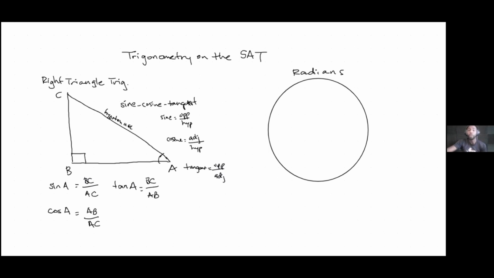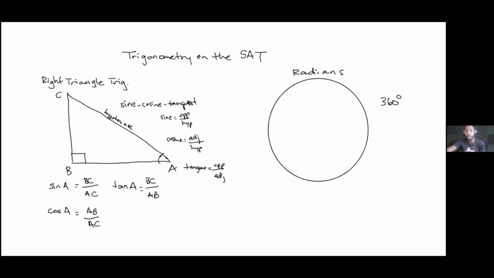Now, let's go over to radians. All you really need to understand is this. First of all, how many degrees are in a circle? There are 360 degrees in a circle. If you start here and you come all the way around, you traveled 360 degrees. Now, what you have to understand is that 360 degrees is when you're measuring the angle measure of a circle in degrees. Now, you can also measure angles with radians.